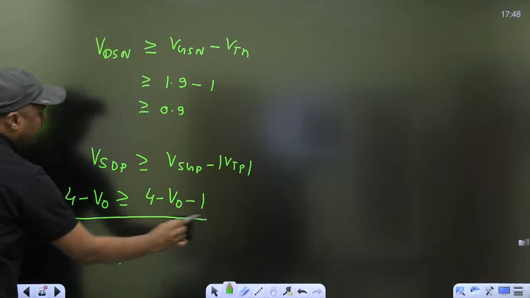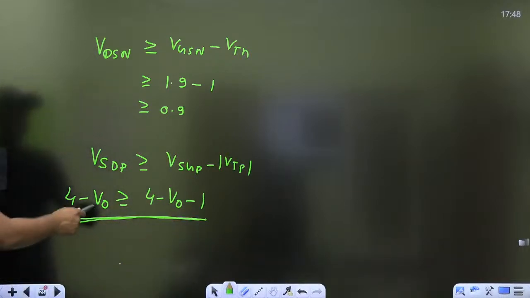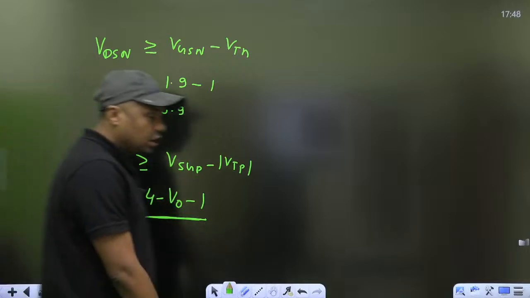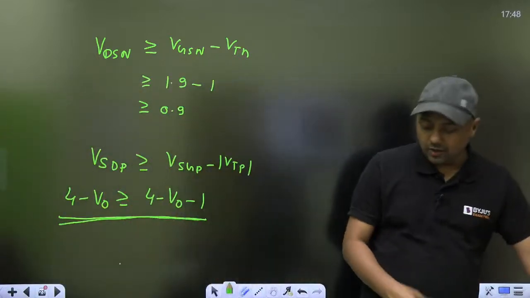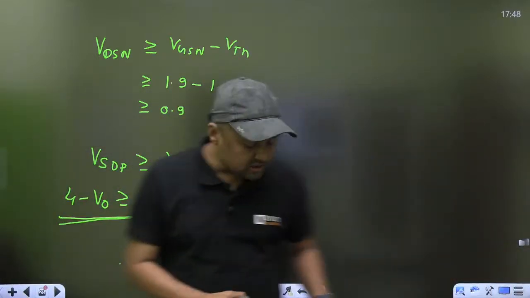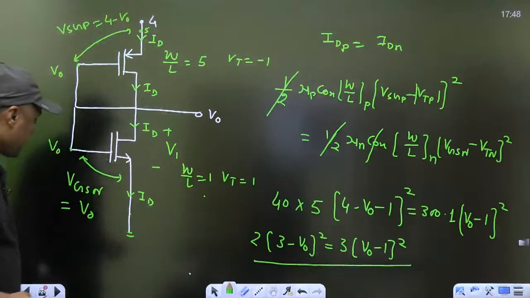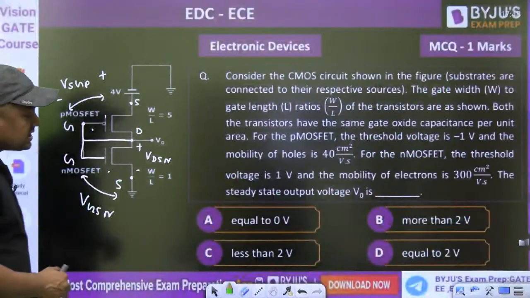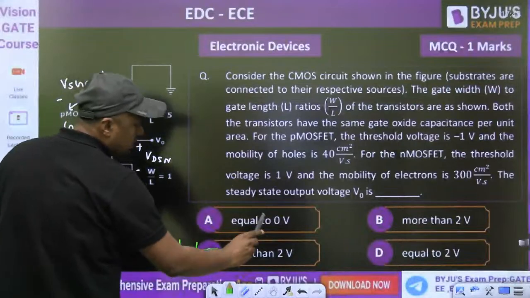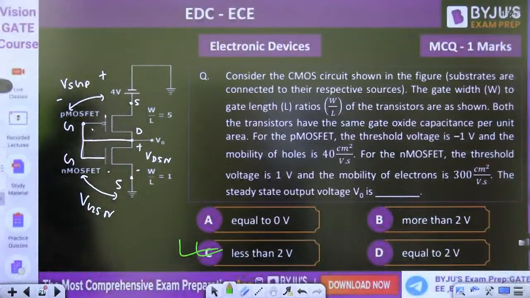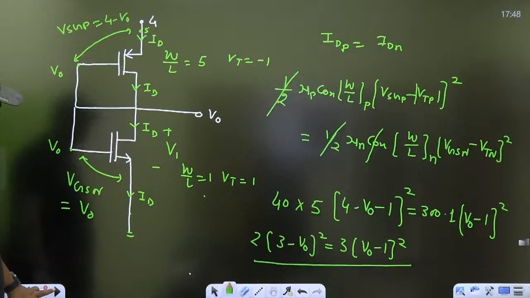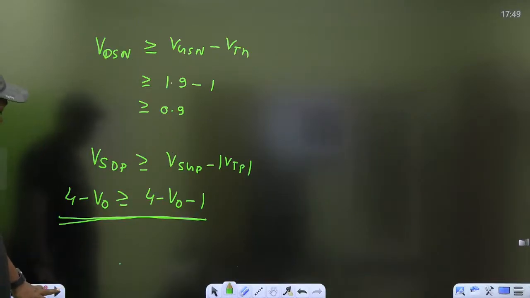You have to verify it when we are putting the value of V naught. Then 1 point, nearly equal to 1. So what is the answer for this question? Less than 2 volt. Now next one.